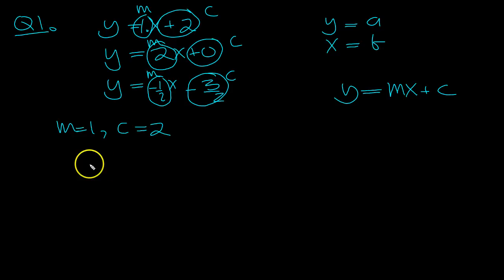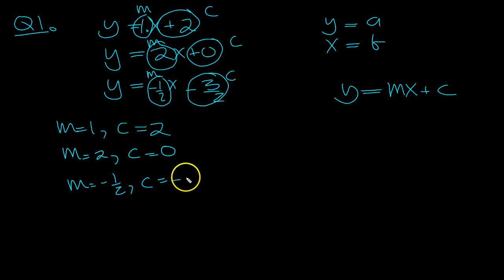Okay, so for the second one, m was 2, c was equal to 0, and then the last one, m was equal to minus 1/2, so we can just read them off, and the intercept is minus 3 over 2, and these values enable us to sketch the lines in each of the instances.